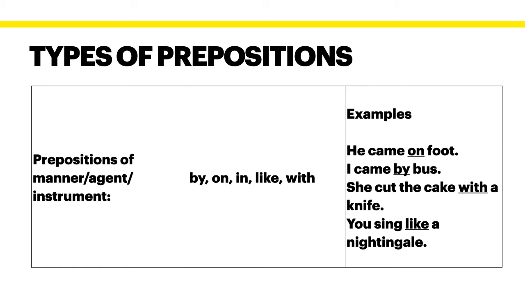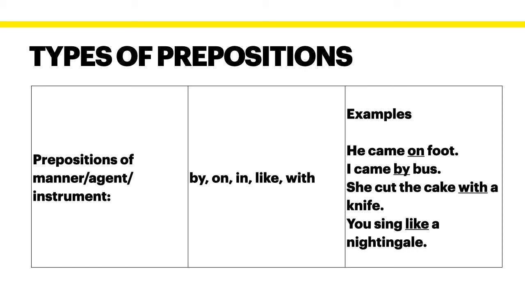But you can also call it a preposition of instrument. With can be called a preposition of instrument because it shows what instrument or what tool she used to cut the cake. That is a knife. So she cut the cake with a knife.